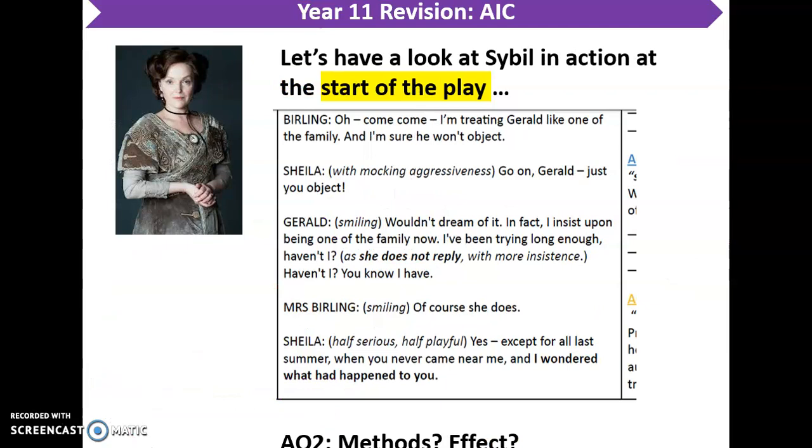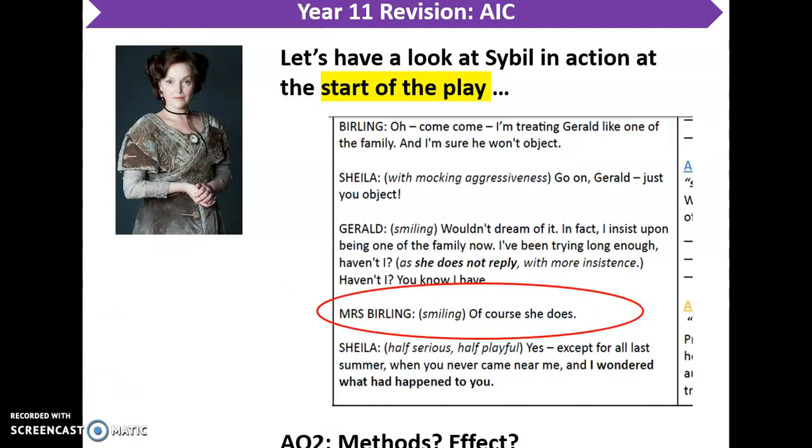Again, right at the start of the play, we have her answering for her daughter.